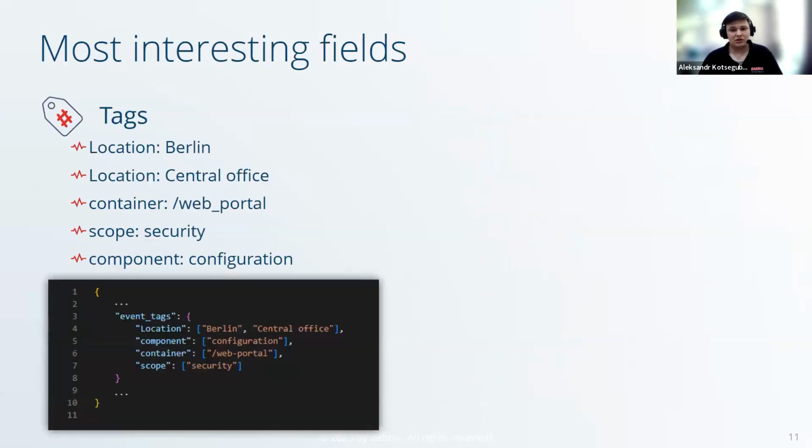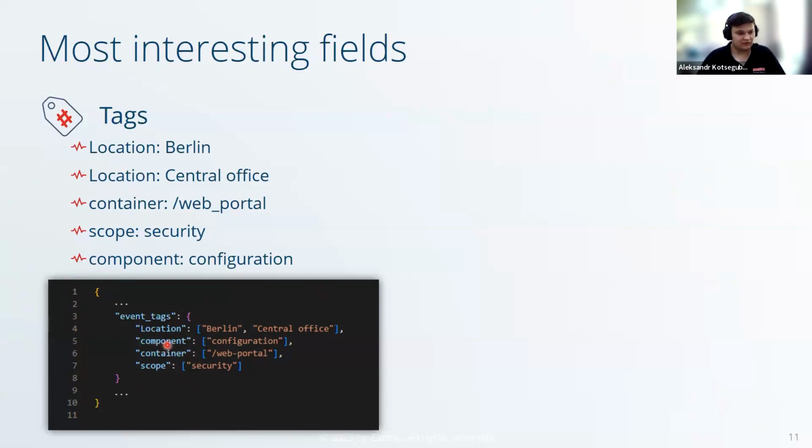And as mentioned earlier, let's shift our focus to the most practical and useful fields. And let's start with tags. For example, you have 5 tags, and 2 of these tags have the same name, location. It's location Berlin and location central office. And during sending, this structure of tags will be converted to a dictionary structure, and the tag name will be used as the key, with a list of tag values as the value.